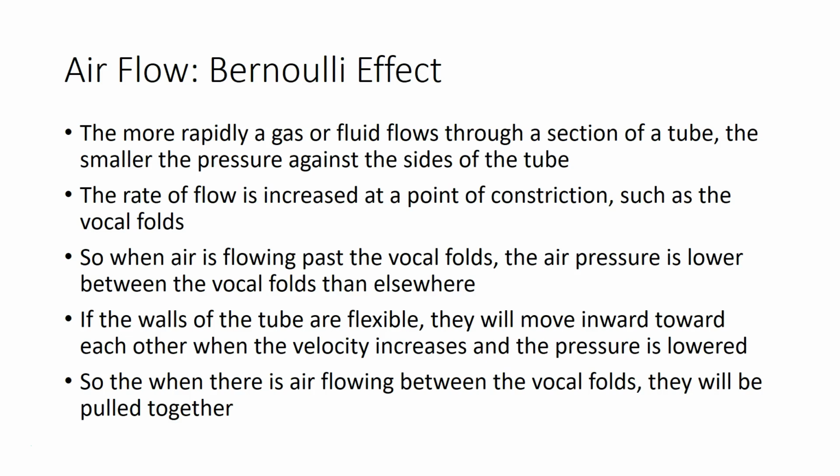The rate of flow of air gets increased at a point of constriction, such as the vocal folds in the vocal tract. So when air is flowing past the vocal folds, it goes past rather quickly because of the constriction, and this results in abnormally low air pressure between the vocal folds compared to elsewhere. In the case of something flexible, like the vocal folds, that reduced air pressure will allow the vocal folds to move toward each other more quickly than they might otherwise. So the idea is when there's air flowing between the vocal folds after the pressure is released, the vocal folds actually get kind of sucked together by very reduced air pressure.